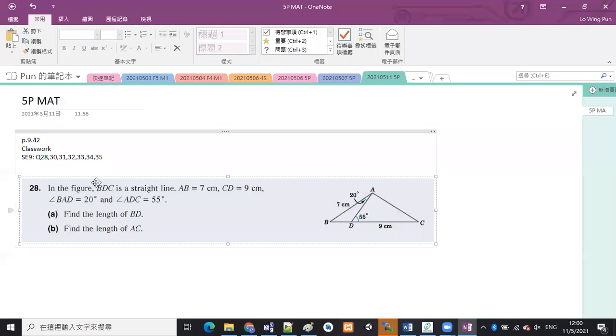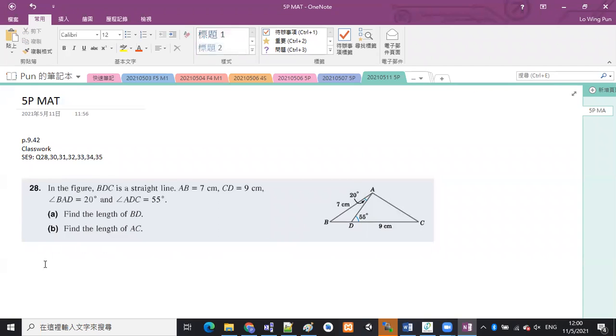So 28. In the figure, BDC is a straight line. AB is 7 cm, CD is 9, BAD is 20 degrees, ADC is 55 degrees. Find the length of BD. We don't have a choice here because BD just belongs to triangle ABD. So our target triangle should be triangle ABD. What information do we have in triangle ABD now? Just 7 cm and angle A is 20 degrees. Okay, and we have one more information. Which one?